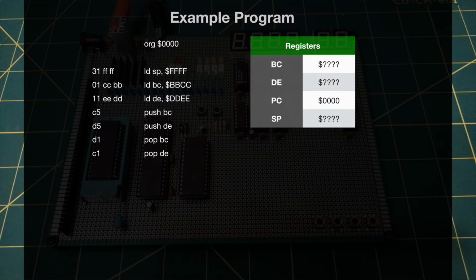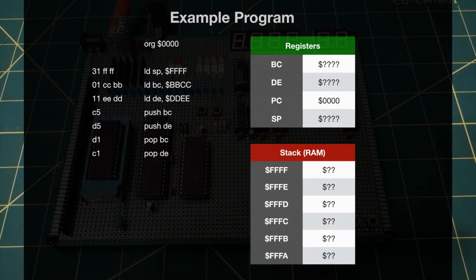Now the only one we actually know the value of at this point is the program counter. We know that is at address 0000 because that's where we're going to start executing our program. The other registers we don't actually know what's in them, and at this point we don't really care. Then I'm showing you here a section of the RAM. It's actually the very top of the RAM. You can see we've got FFFF.